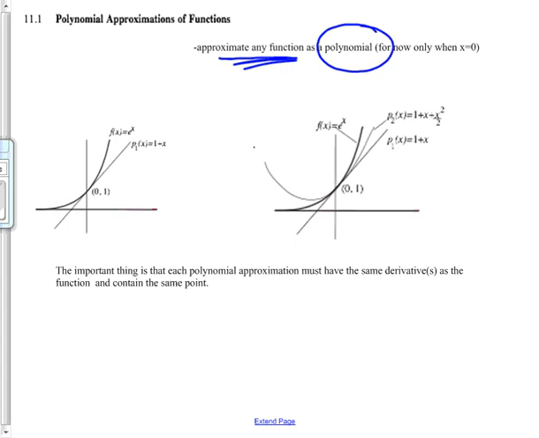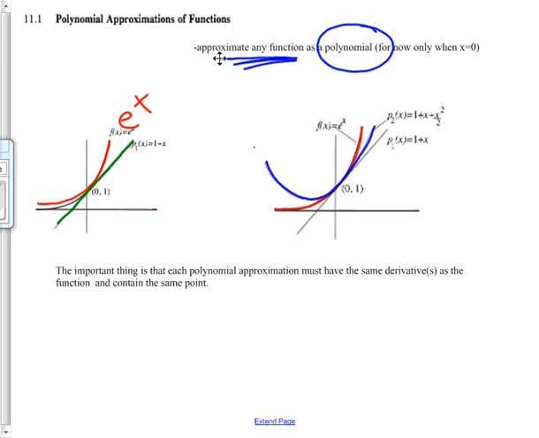So we want to take any function, for example, right now we want to take e to the x. This is e to the x here. We want to take e to the x and approximate it as a polynomial. In this case, a linear polynomial, or we could approximate e to the x as a quadratic polynomial, as a cubic, as a quartic.